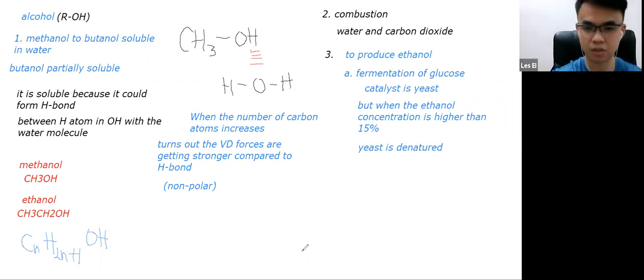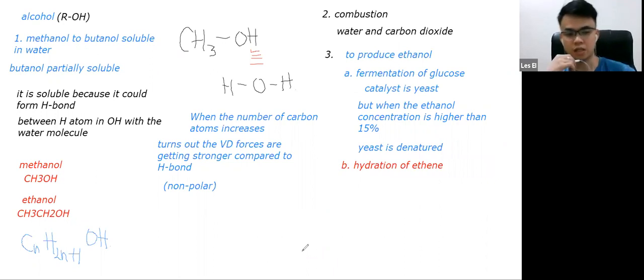The second way to produce ethanol is from what you learned last week. You add steam to ethene, hydration of ethene. So usually in IGCSE, they will ask you the advantage and the disadvantage.